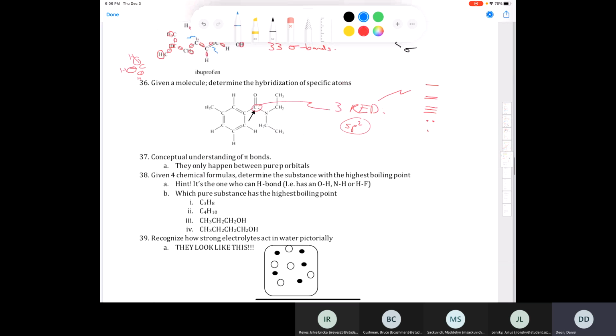And if you're unsure about that, you might want to look in our textbook at table 10.4, which covers this very subject. All right, let's keep moving here.